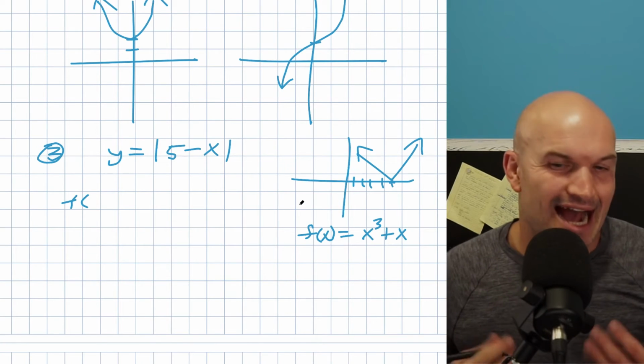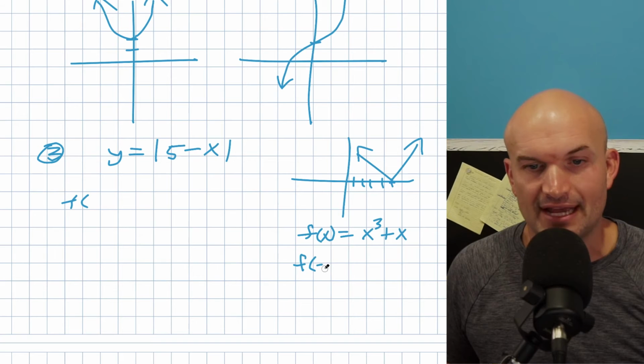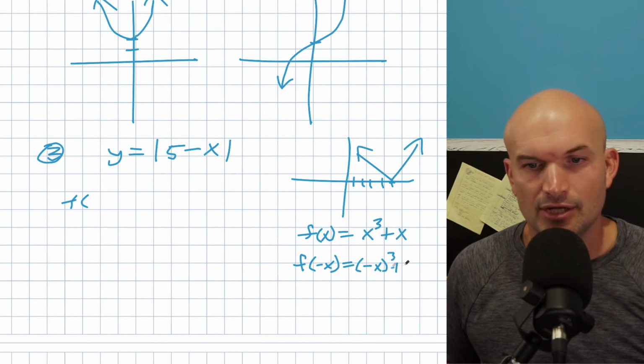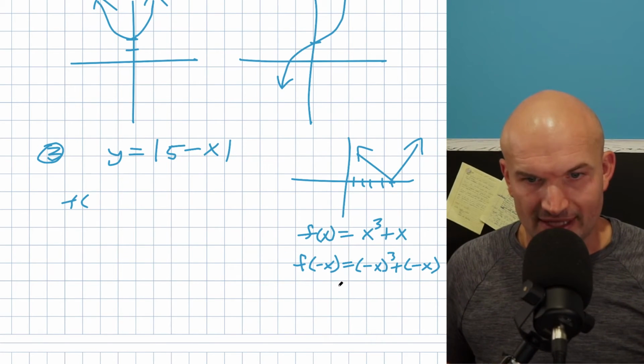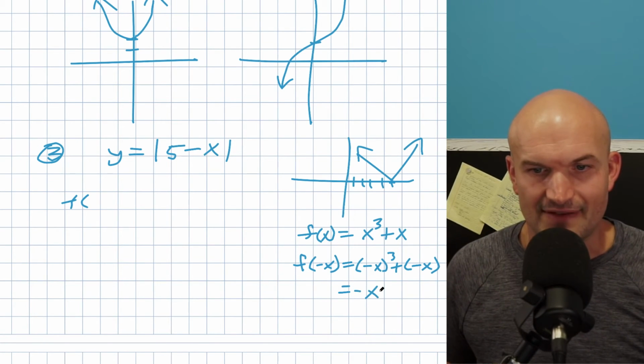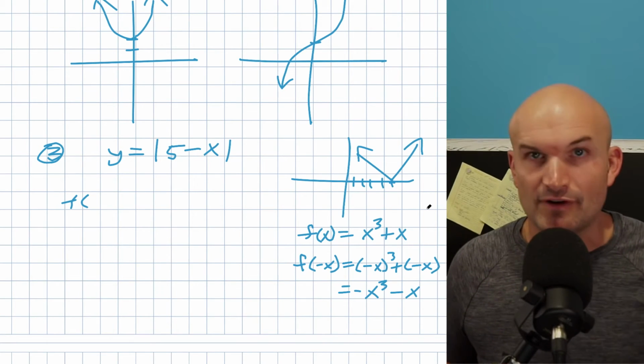And if I want to say, hey, is this even or odd? Well, what would you do? You would plug in f of negative x. And when you do that, what you get is a negative x cubed plus a negative x. So there you go. Then you just go ahead and simplify this, and that's going to be negative x cubed minus x. And you might not be sure, is that the opposite of my function or not?